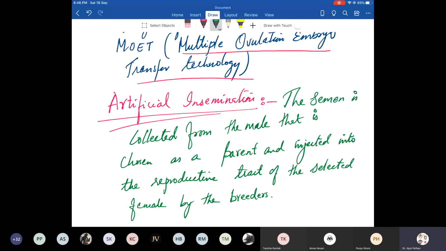So what they do, the semen is collected from the very fertile male, and then it is injected into the reproductive tract of a selected female that is breeding. Okay, so they collect the semen and transfer it into a female body. This is called artificial insemination. Any doubt to anyone regarding the artificial insemination?